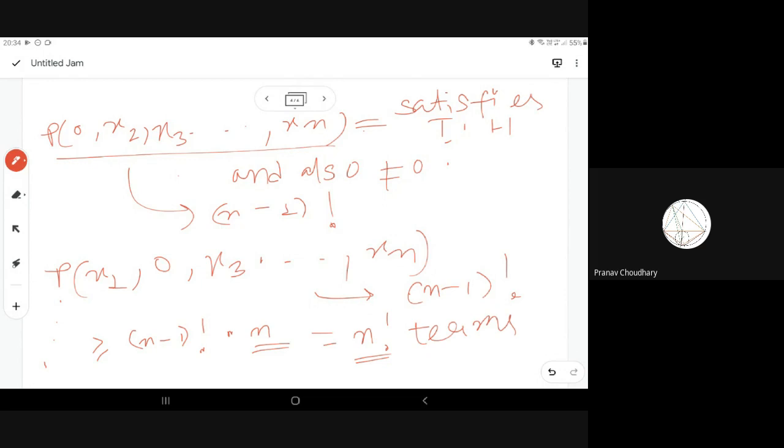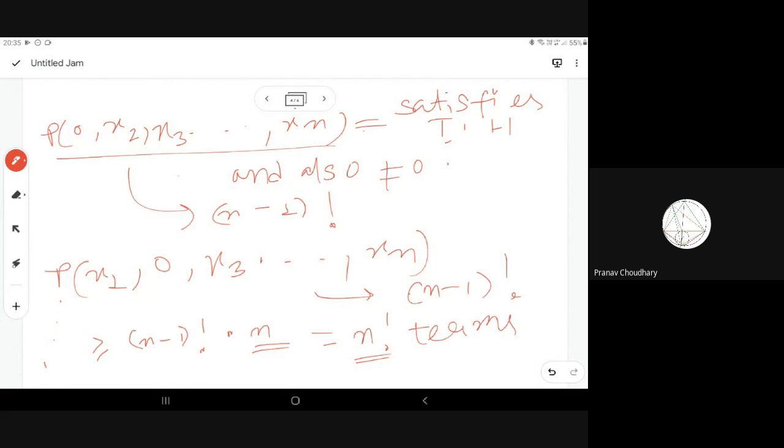So if you look at p of 0 comma x2 x3 up till xn, it's an n minus 1 variable polynomial, and it only consists of the terms that do not have x1, right? So even in this polynomial, if you, let's say, set x3 equal to x4, then it's still 0, and it's an n minus 1 variable polynomial, and it satisfies the condition that if you set two of the arguments equal, then it gives 0, right? So yeah, it must have n minus 1 factorial terms by the inductive hypothesis. Similarly for the other terms, and you sum them up and you're done.